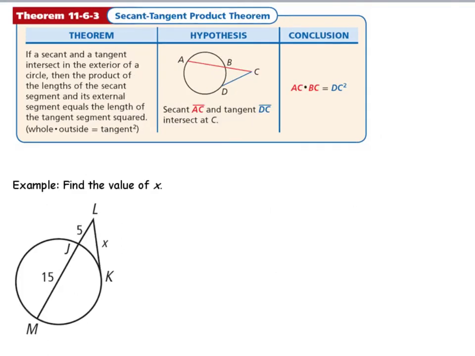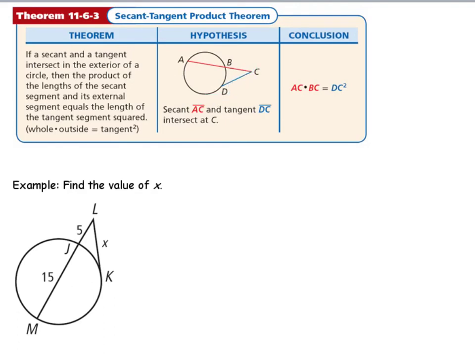The last theorem for this set of notes is the secant-tangent product theorem. And in this case, it's saying, what happens if I'm not dealing with two secants? What happens if I'm not dealing with two chords? But rather, I'm dealing with one secant and a tangent. So the secant is the one that goes through the circle, whereas the tangent is the one that is outside of the circle and touches the circle at one point.